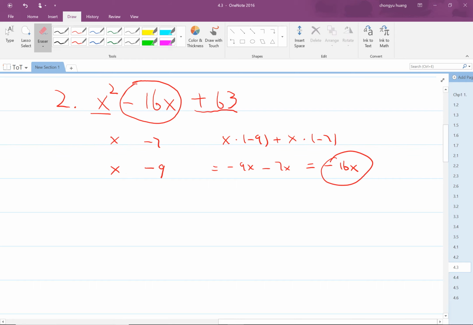And then you are done with this question. All that's left is to write down the answer as always. You put a line, and then you write down the answer, which is x minus 7 and x minus 9. So this is the solution. We finished the factorization for question 2.